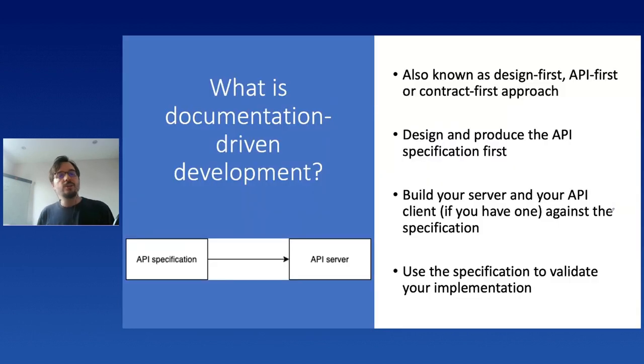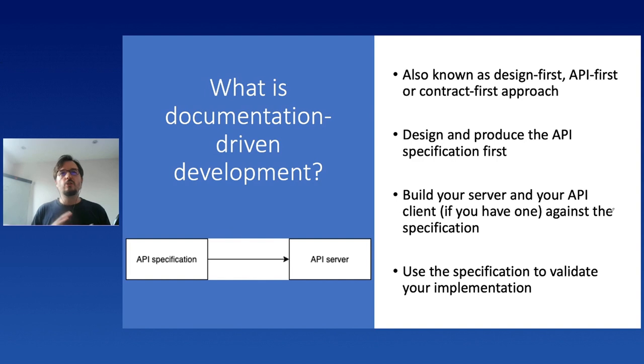Now, once we have documentation, there are a bunch of things we can do with it. First of all, it becomes a reference for our development process. So we can make sure we build the backend and the client in reference to the specification. But we can also use the spec to validate our implementation. And this is what I call documentation-driven development.